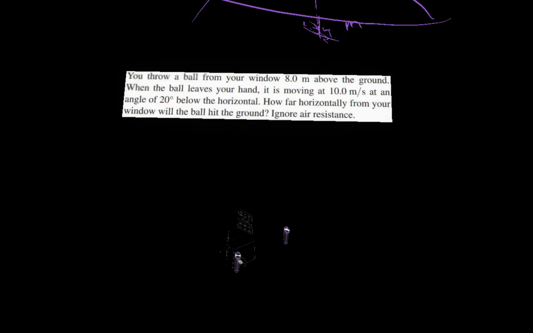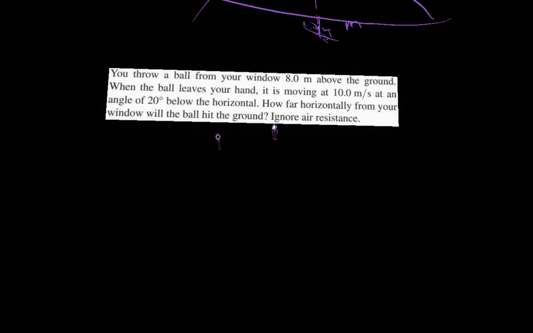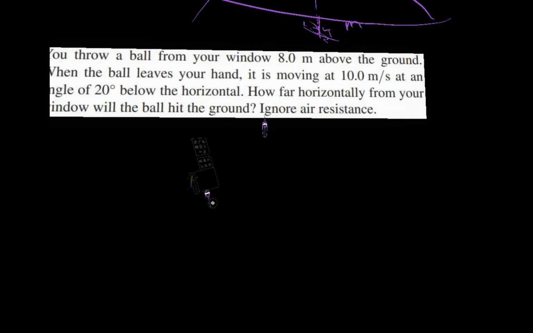You throw a ball from your window 8 meters above the ground. When the ball leaves your hand, it is moving at 10 meters per second at an angle of 20 degrees below the horizontal. How far horizontally from your window will the ball hit the ground? Ignore air resistance.